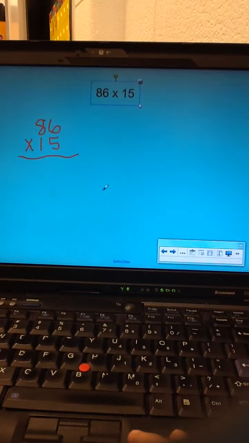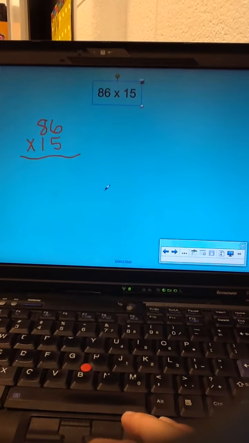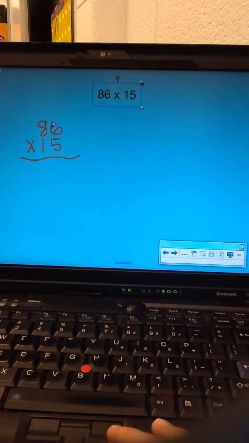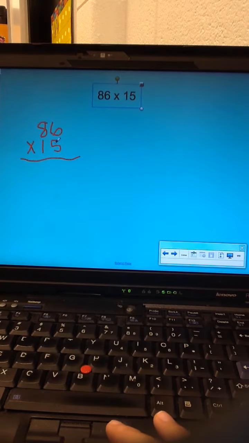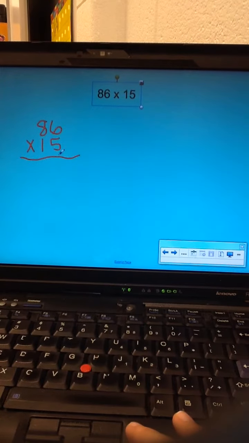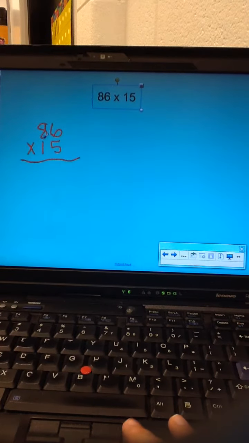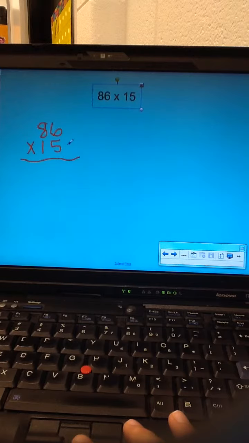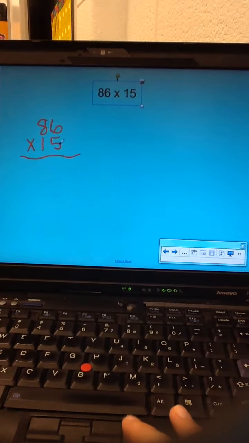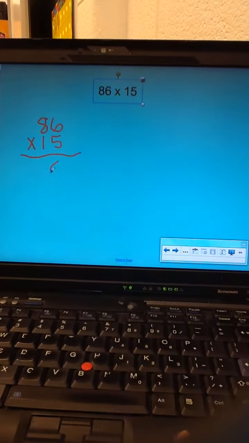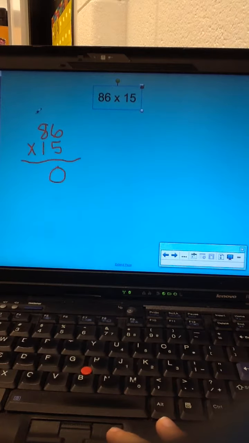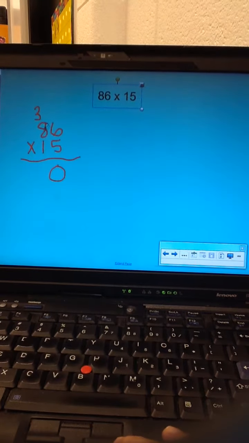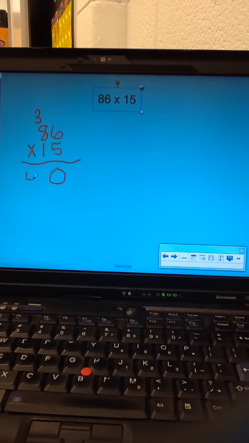Okay, what should you do first? Hopefully you said multiply 5 by 6 and 5 by 8. So I want you to do that right now. Pause the video and multiply 5 times 6 and then carry if you need to, and 5 times 8 and write your answer. Hopefully you got that 5 times 6 was 30, so you wrote the 0, and you carried your 3. And 5 times 8 is 40, plus 3 more is 43.